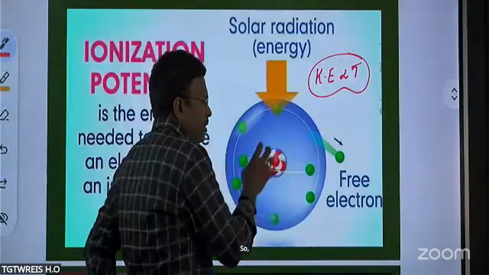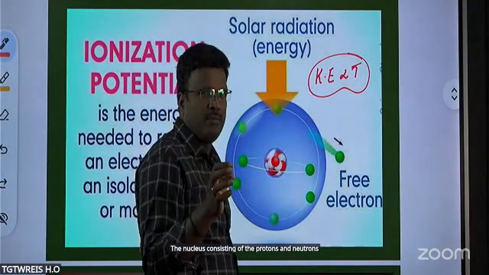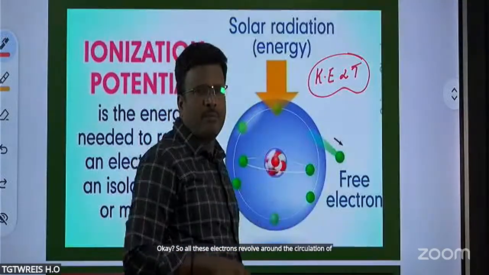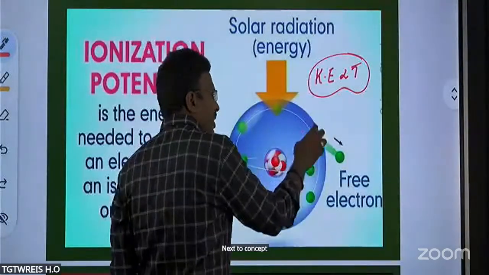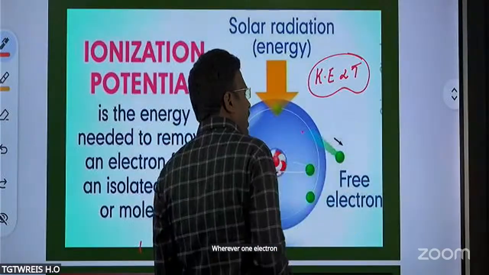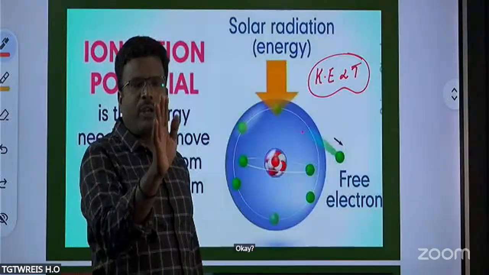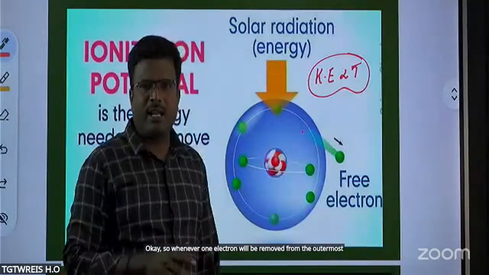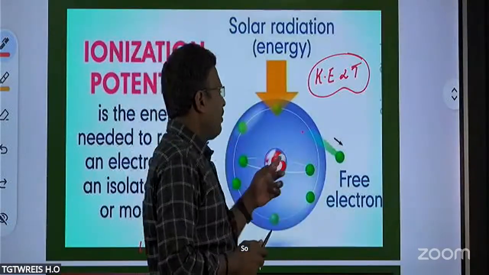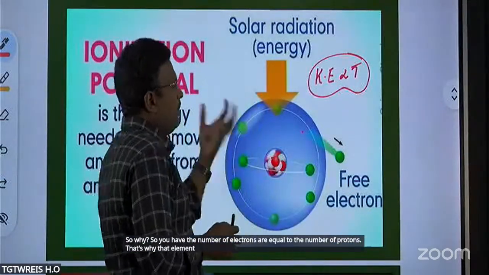In the center, the nucleus is there. The nucleus consists of protons, neutrons and mesons. All the electrons revolve around the nucleus, right? Next concept: the number of electrons is equal to the number of protons. Whenever one electron is removed, the number of positive charges increases. So whenever one electron is removed from the outermost shell of the gaseous atom, that atom gets a positive charge. Clear? Here the number of electrons is equal to the number of protons, that's why the element exists with positive charge.